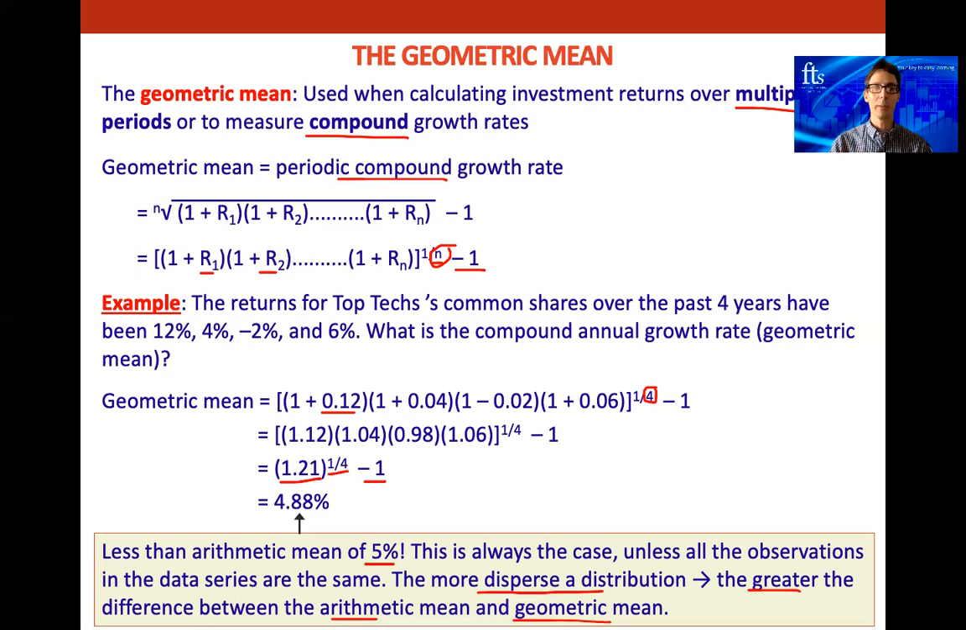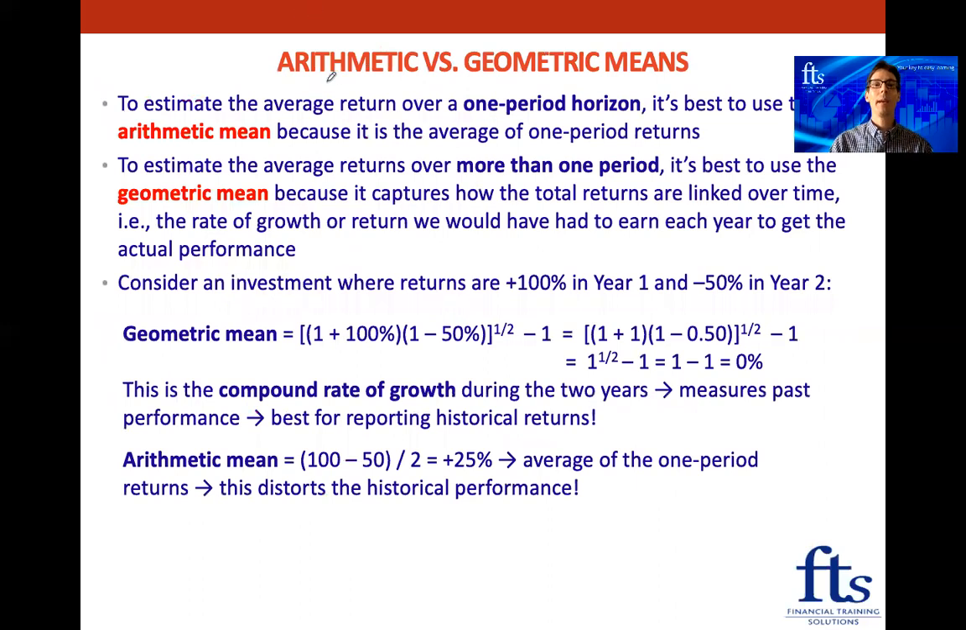Just before we go to the next slide, I want to say one thing about this 4.88%, because we're going to say it again on the next slide, but I want to do it twice. If we earn 4.88% compounded annually for 4 years, we would end up with the same amount as if we earned 12%, then 4%, then minus 2%, then 6% over 4 years. What I've just said, I'm going to say again on the next slide, and you're going to see why, because now we're going to compare the arithmetic mean against the geometric mean.